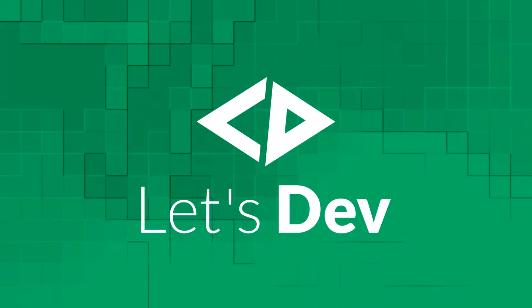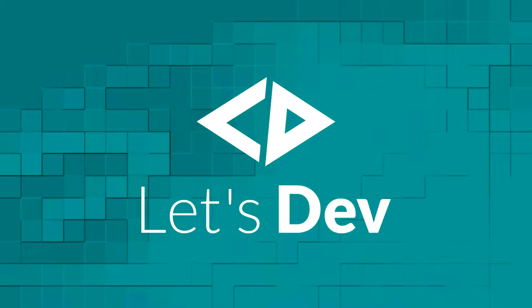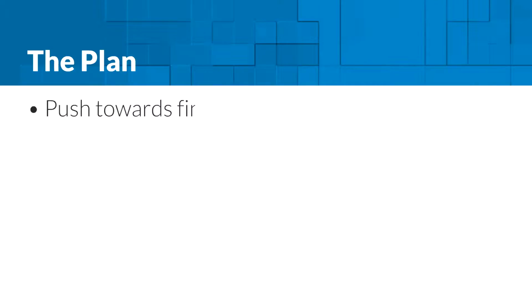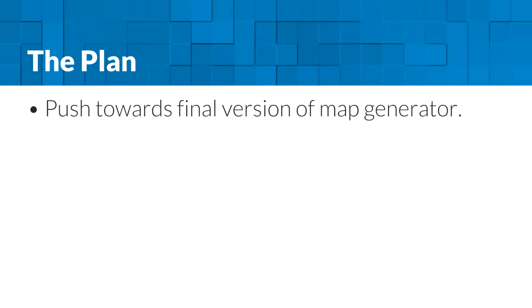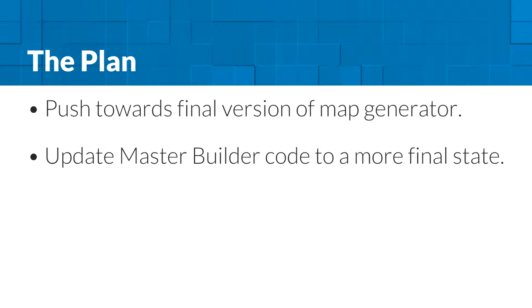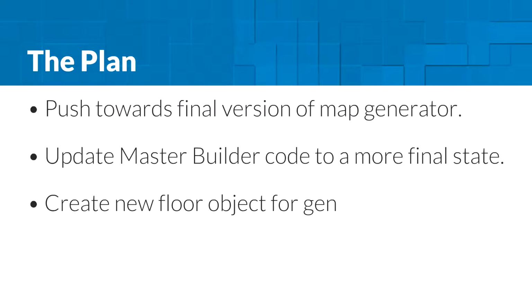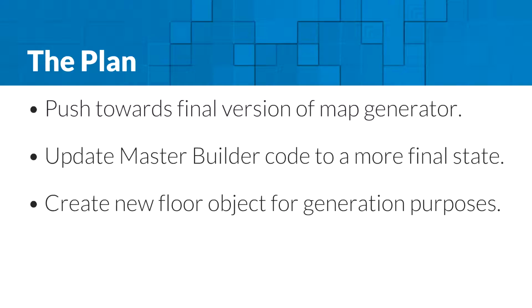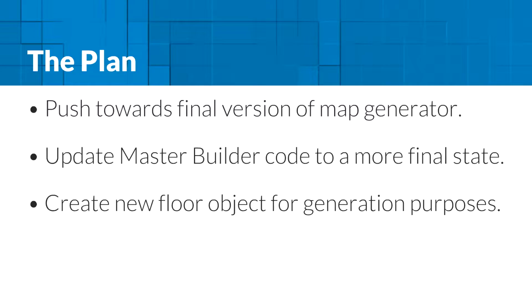So let's talk about what's on the schedule today, because there is a lot on the menu. Today I am looking to push towards the final version of the map generation code, which is going to require a change to the master builder code, as well as a huge chunk of new code that I'm hopeful I'll be able to get through today, because it is a doozy. That doozy specifically includes creating an actual floor object, which we can pass variables through to build the specific parts of our routes. So that is the main goal for today. It is going to be very code heavy, so let's not waste any time.